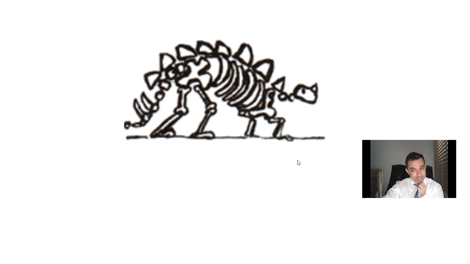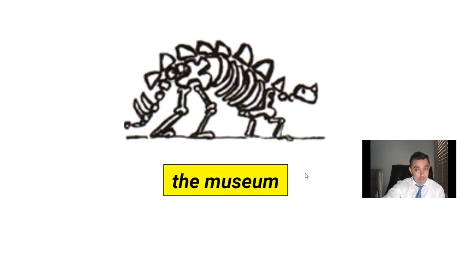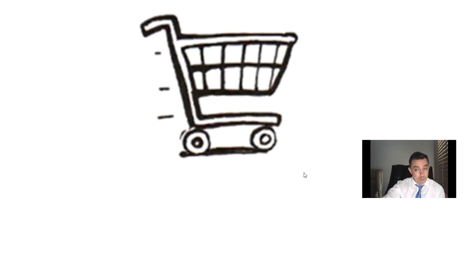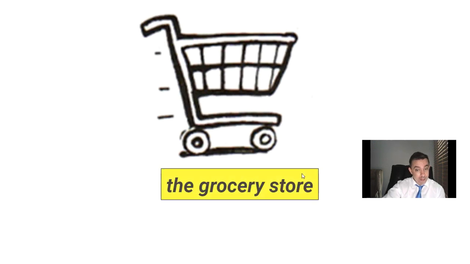This one's tricky. What am I looking at here? What do you think? You guessed it. It's the movies. At the movies. British English, the cinema, right? Oh, what's this? That's right. The museum. How about this one? The grocery store. If you say the supermarket, that's accepted, right? The grocery store, the supermarket.